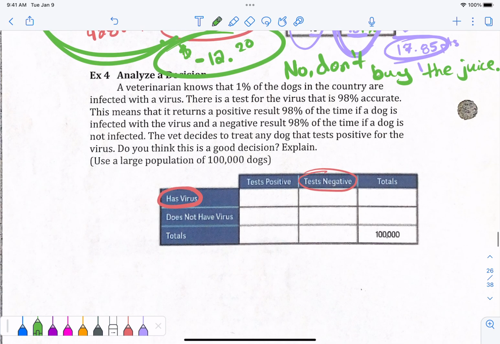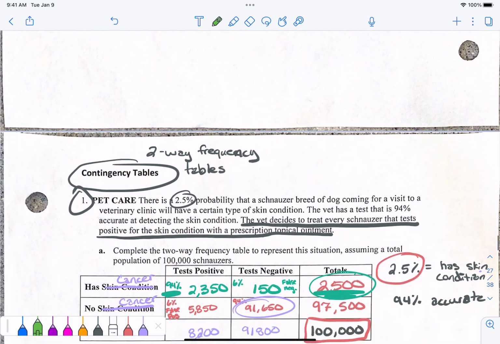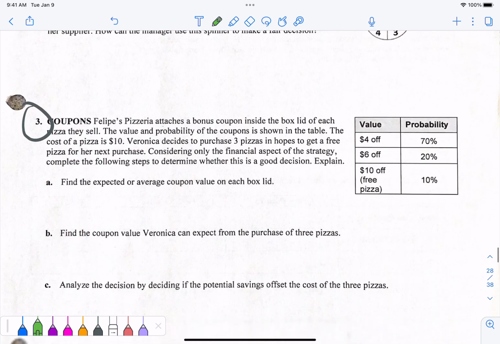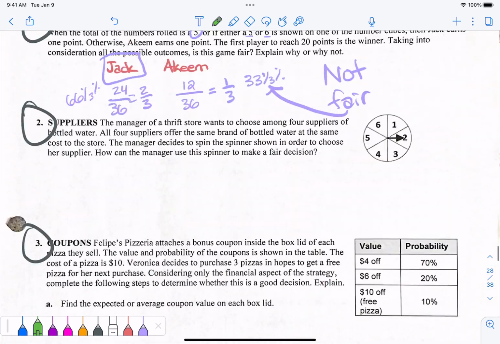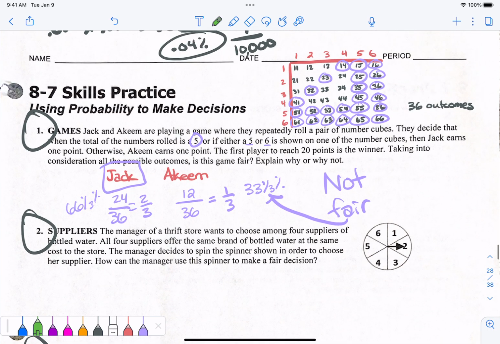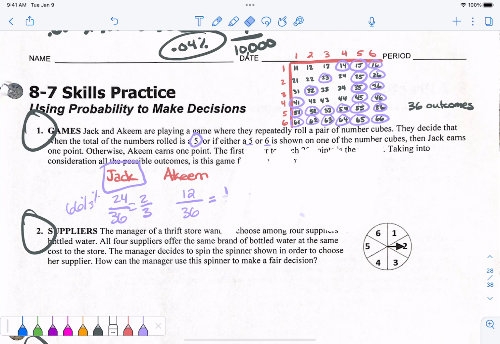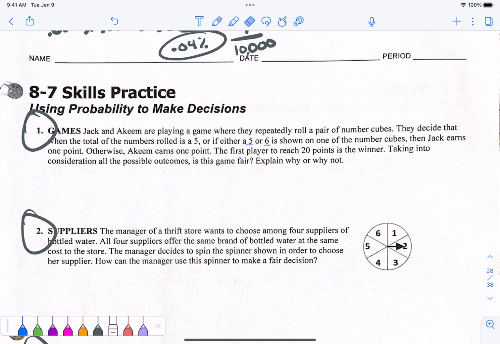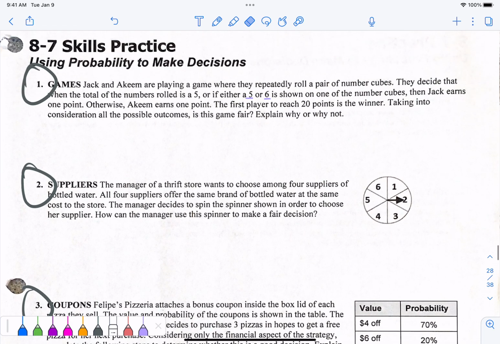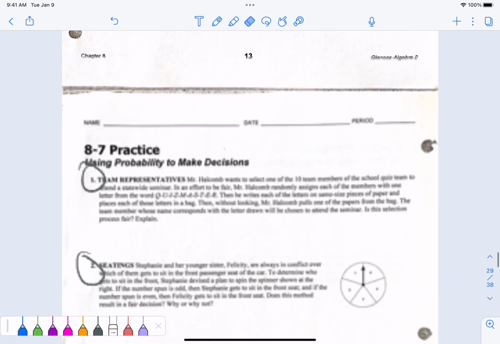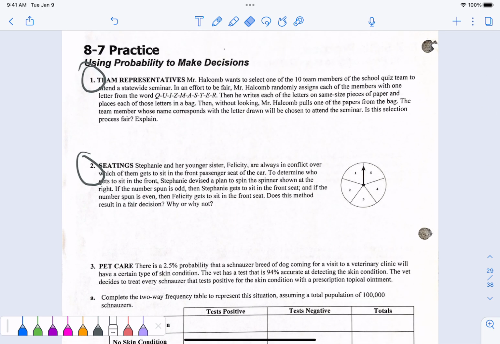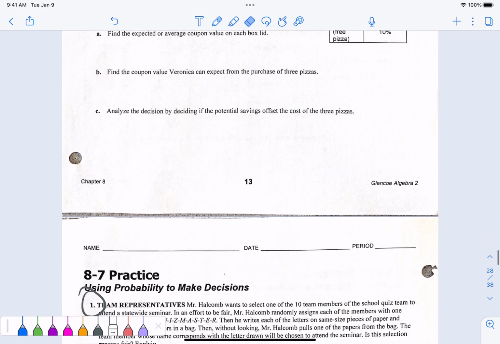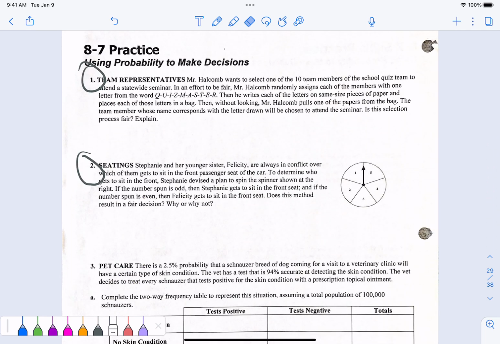The last example is a contingency table. We're going to talk more about this tomorrow when we do a bunch of these. On your homework assignment, skills practice, do numbers 1, 2, and 3. And then on the back side, just do 1 and 2. So don't do number 3 on the back, basically.